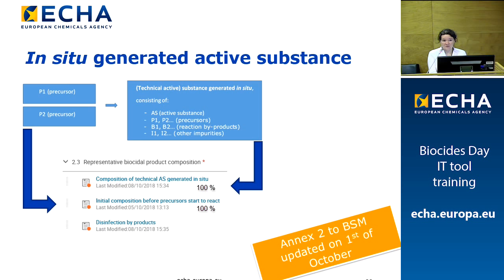And there is a third record, disinfection byproducts. It doesn't require 100% because disinfection byproducts are the substances, or the products, that are created when the active substance generated in situ is released to the environment and will react, for example, with microorganisms. And if you know the disinfection byproducts, then you should report them.